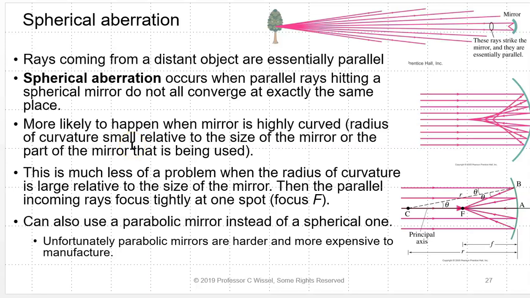The radius of curvature is small relative to the size of the mirror, or the part of the mirror that's being used. It's much less of a problem when the radius of curvature is large relative to the size of the mirror. Then the parallel incoming rays will focus tightly at one spot. You can also use a parabolic mirror instead of a spherical one. In other words, spherical ones suffer from spherical aberration. Parabolic mirrors do not, but they're harder and more expensive to manufacture.